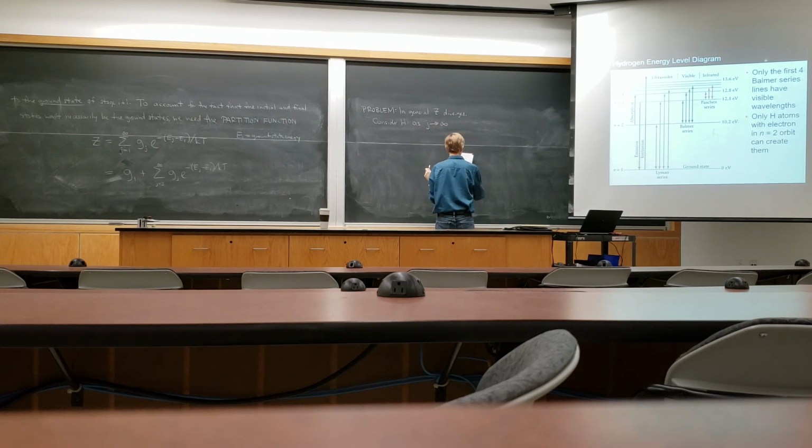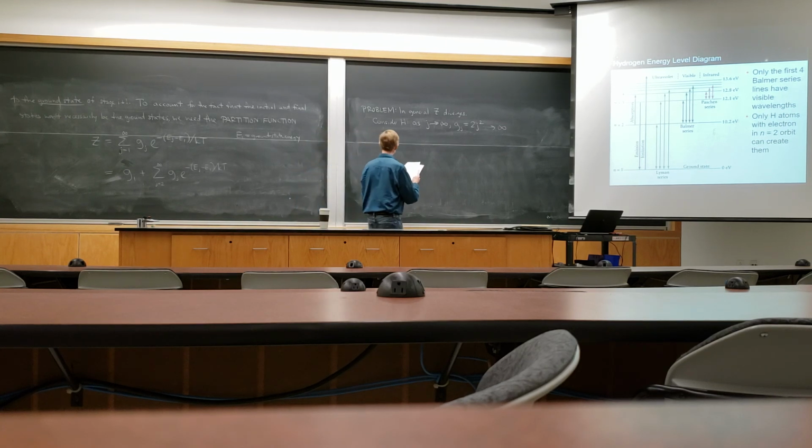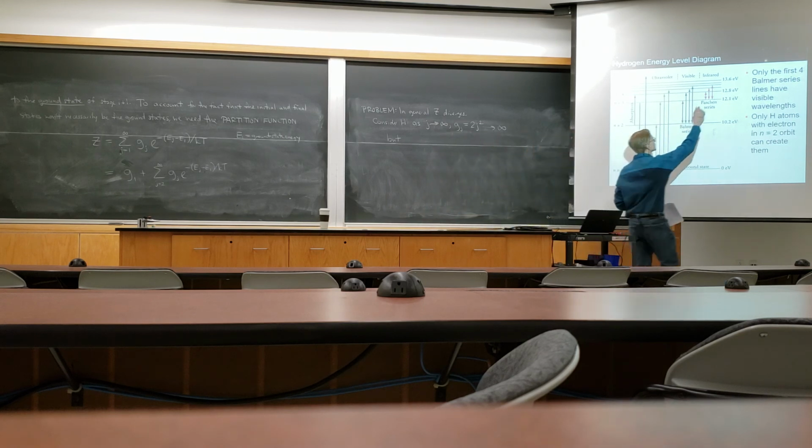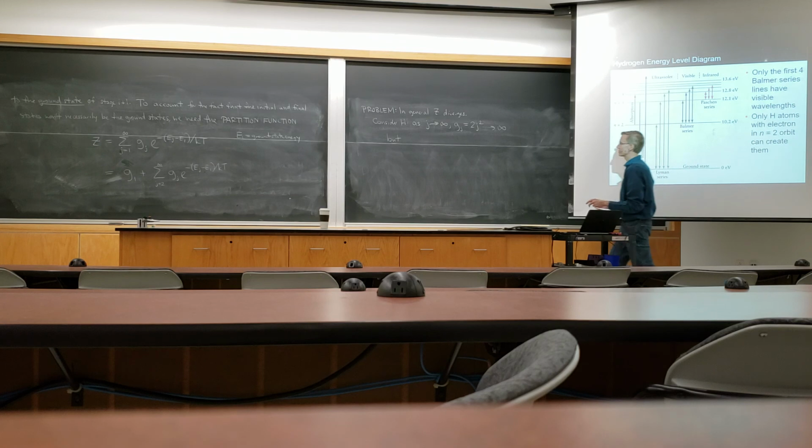As j goes to infinity, g sub j is 2j squared. We're using j for what we used n for before. So g sub j goes to infinity. But E sub j minus E sub 1 approaches 13.6 electron volts as a limit. As j goes to infinity, that energy difference goes to 13.6 eV.